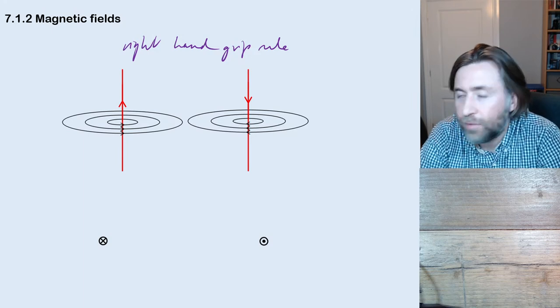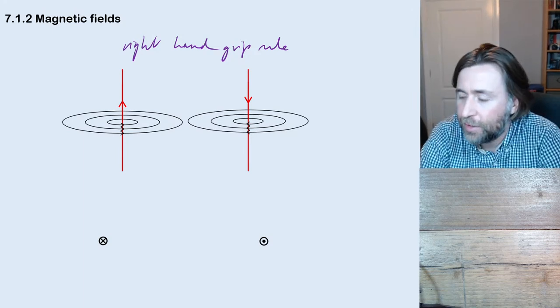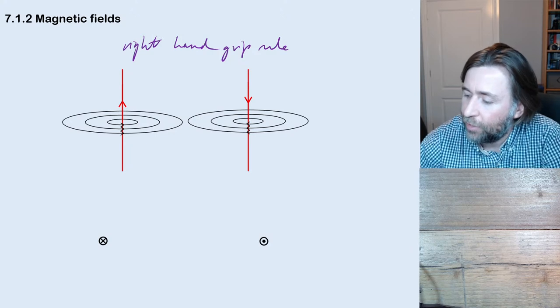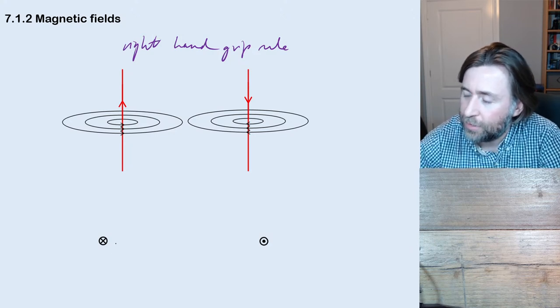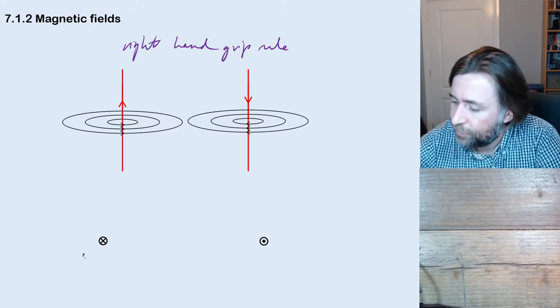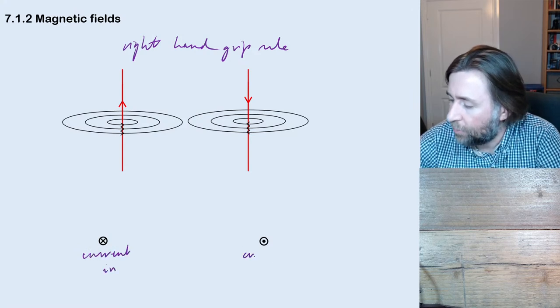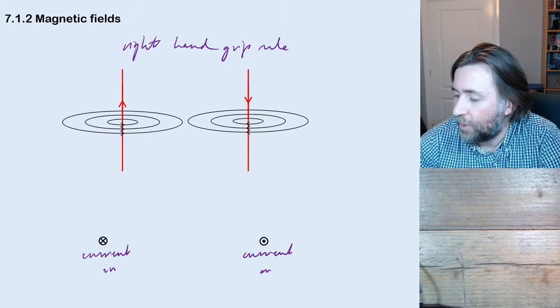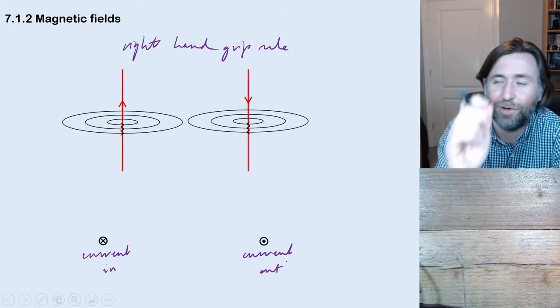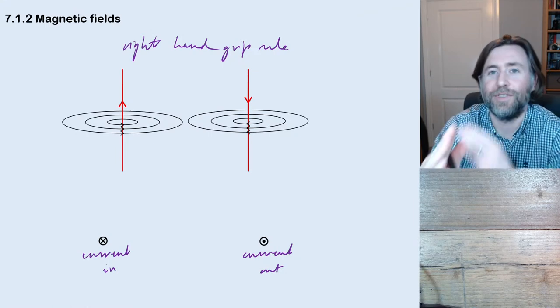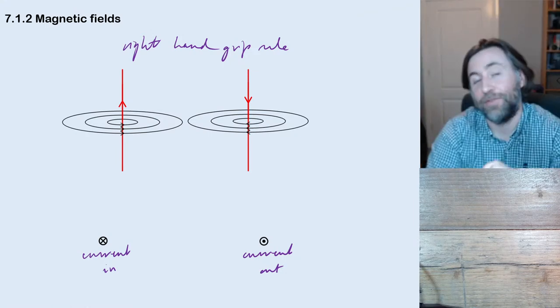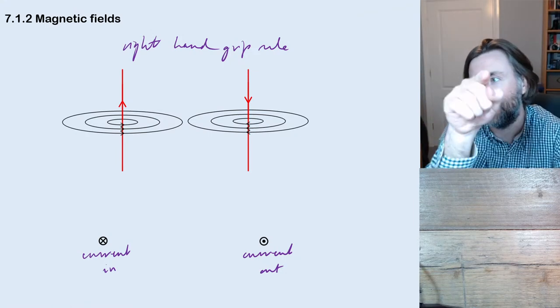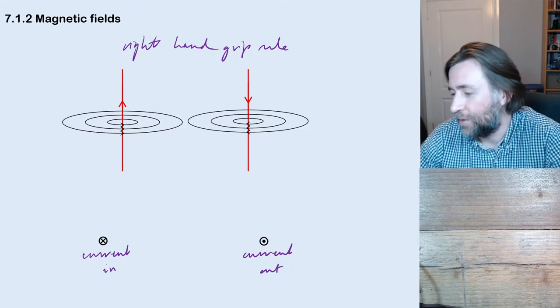Now we can show directions of current not just up and down the page, but also going in and out of the page. This cross means current into the page. And this dot means current out. How to think about that: imagine you're throwing an arrow away from you, you can see the back of the arrow, so you see the cross. If the arrow is coming towards you, you'd see the point of the arrow, the dot. So this is current coming out of the page.